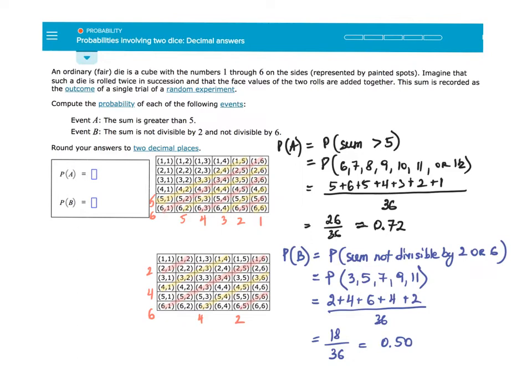If you look at the table, I already highlighted diagonals that give me sum of 3, 5, 7, 9, and 11. There are 2, 4, 6, 4, and 2 such events, which we combine together to get 18 outcomes out of 36 possible, and that takes us to the probability of 50/100th. Please make sure to write your answer to 2 decimal places so that 0 is significant in this case because of our directions.